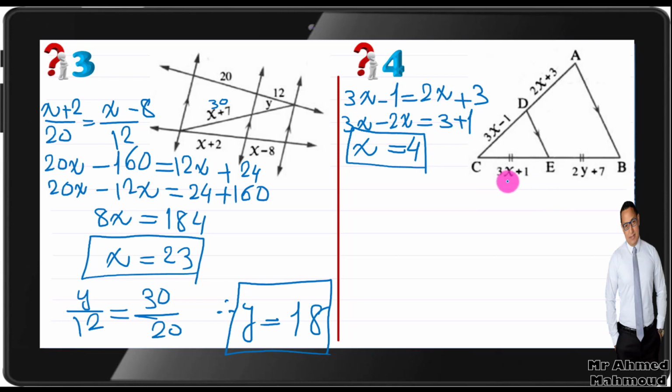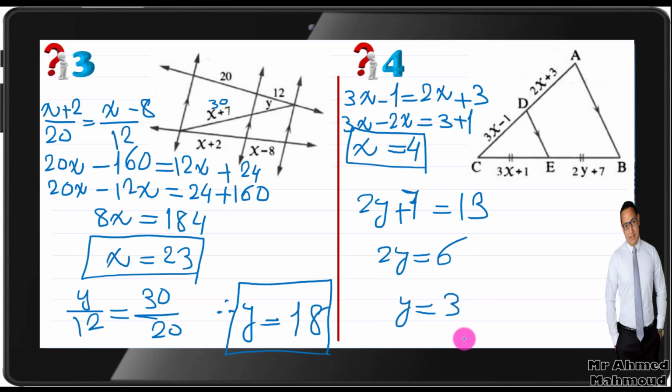Here 2y plus 7 equals 3x plus 1. So 2y plus 7 equals 3x plus 1. 3 times 4 is 12, plus 1 equals 13. Send 7 there as minus. 2y equals 13 minus 7 equals 6. And send 2 divided, so y equals 6 divided by 2 equals 3. So y equals 3 and x equals 4.